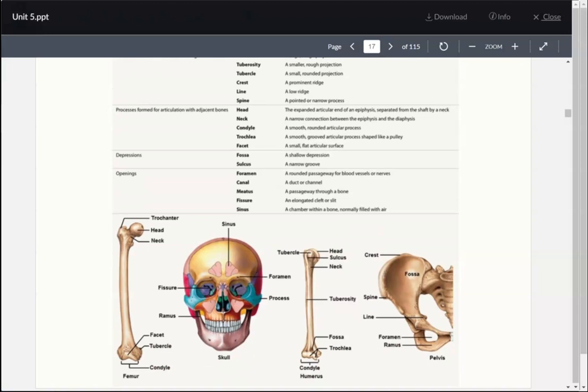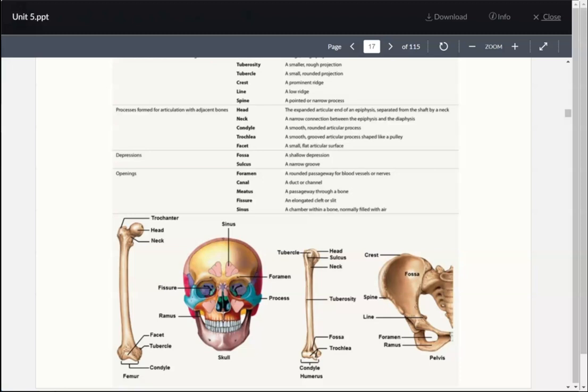When we're talking about a bone and we talk about a head, typically this is going to be terminology used when we're talking about long bones. This is an expanded articular end of the epiphyses that is separated from the shaft or the diaphysis by a neck. So this is a head, this is a neck. What is a neck? It's a narrow connection between the epiphysis and the diaphysis. You will find heads and necks on things like your femurs and your humerus.